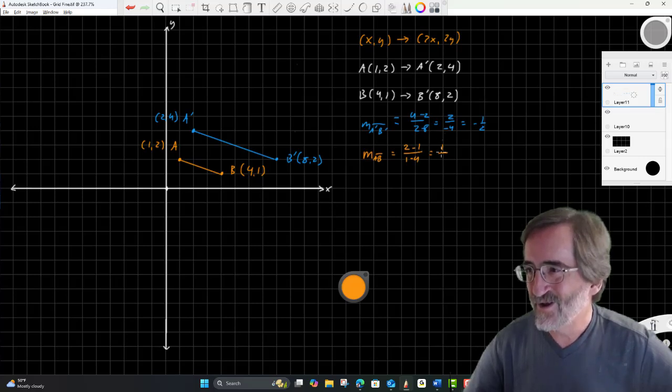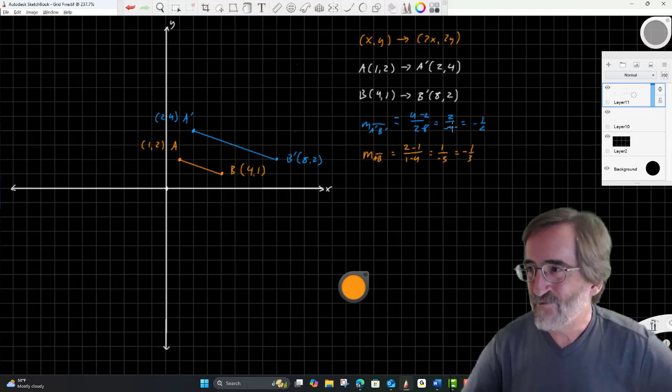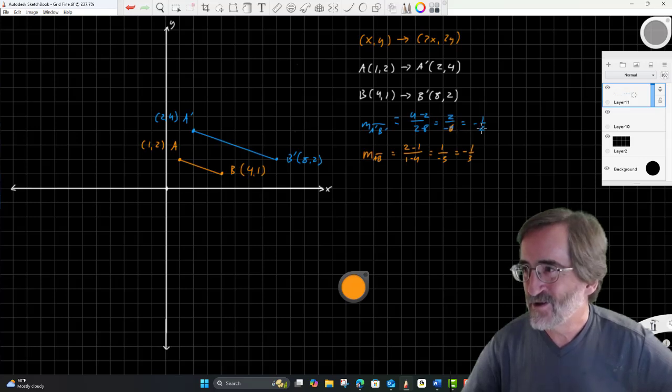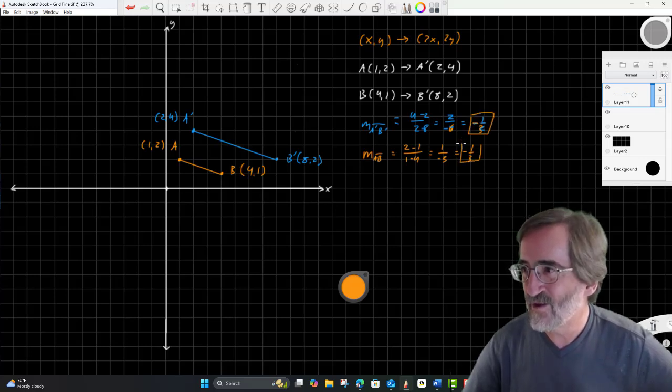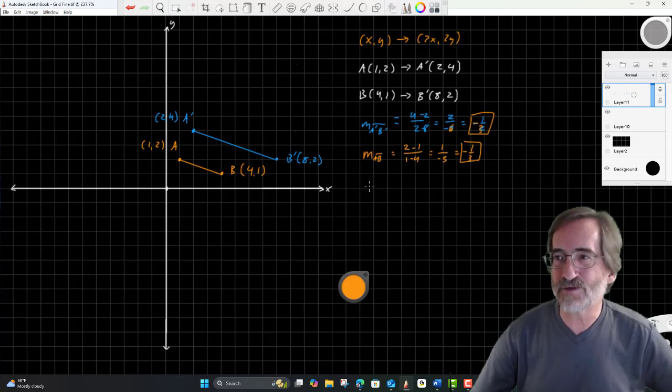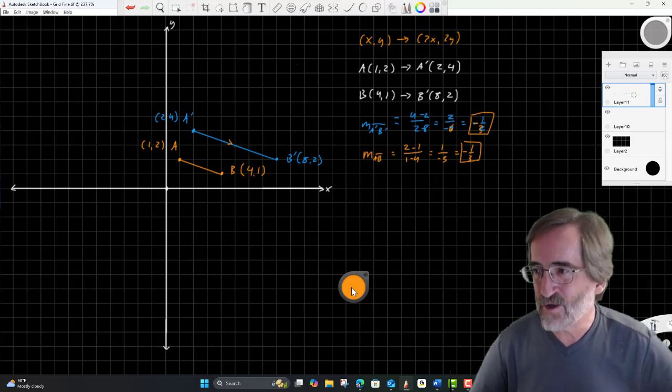Oh, good. I see the mistake. It's negative 3. Negative 1/3. It's not 1/2. 2 minus 8 is 6. And so 2 over 6 is 1/3. Negative 1/3. So the slopes are the same. Okay? The slopes are the same, and these two lines are parallel.